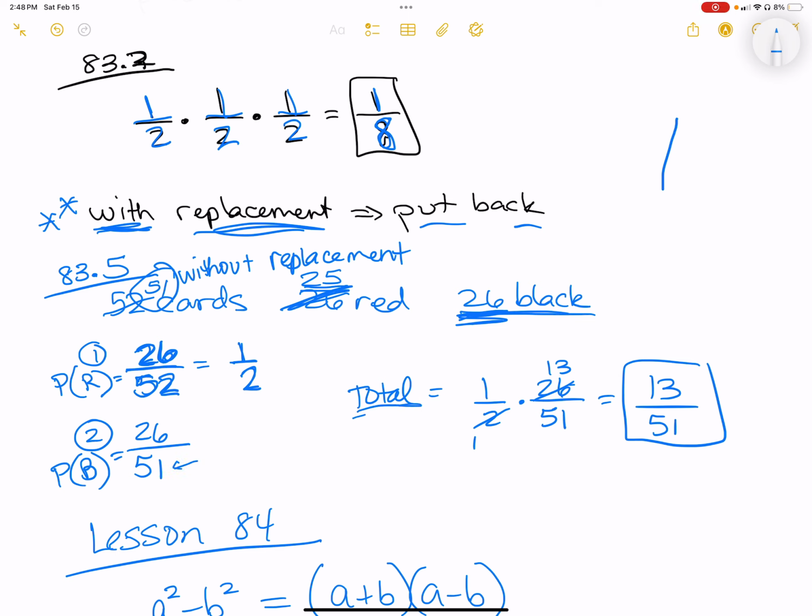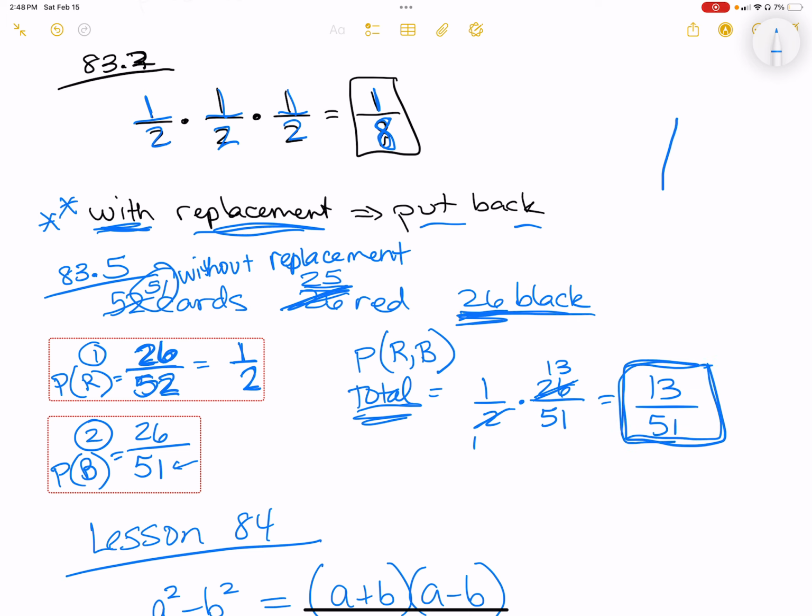So now the total probability of getting red and then black is 1 out of 2 times 26 out of 51. So 2 and 26 can reduce so that you get 13 out of 51. The odds of getting a red and then a black without replacement is 13 out of 51.